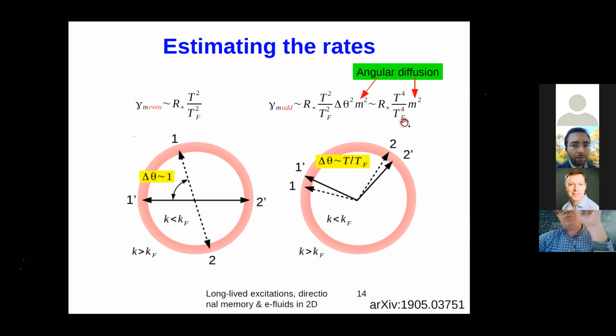Leonid, sorry, quick question. Yeah. I'm sorry, I think I'm just [confused about] dimensions. I'm not sure I understand this. So these are rates, right? It should be T squared over T Fermi.